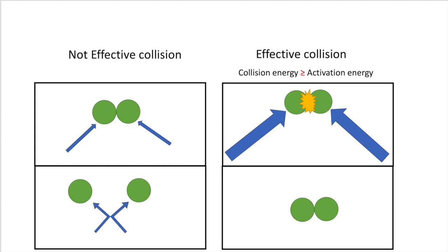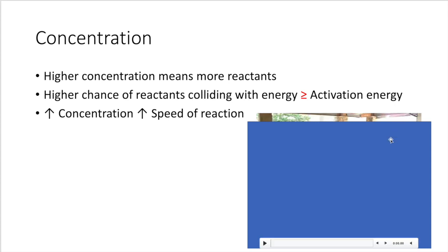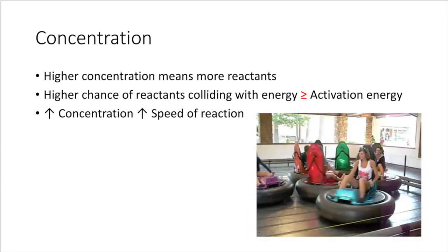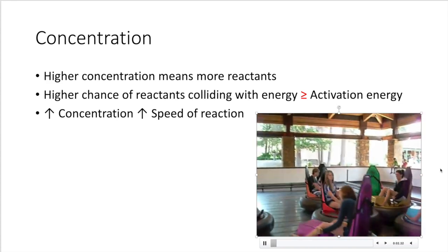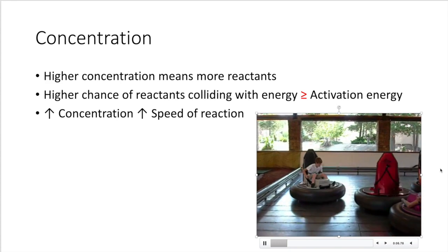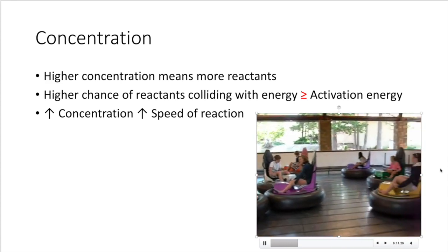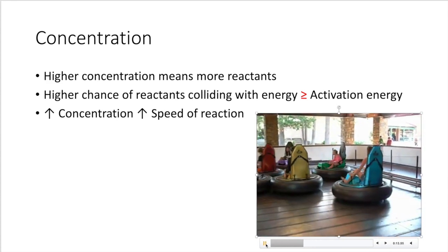The four factors that you'll need to understand start with concentration of reactants. Concentration is how much of a substance is dissolved in a given amount of water, and that will usually be in mol per dm cubed. The higher the concentration, the more reactants are bouncing around and bumping into each other. That will increase the chance of effective collisions. So increasing concentration will increase the rate of reaction.